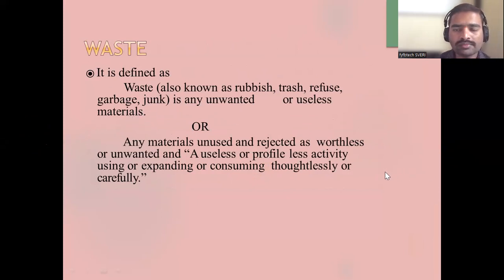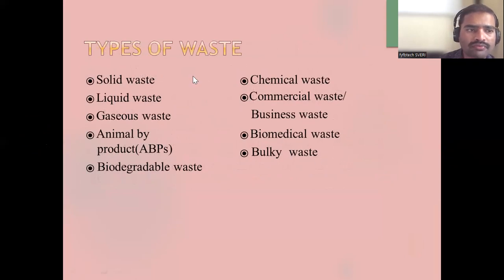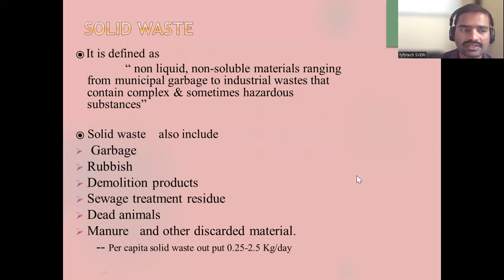How many types of waste are there? Types of waste: solid waste, liquid waste, gaseous waste, animal byproduct, biodegradable, chemical, commercial, biomedical, and bulky waste. Basically, there are three types of waste.